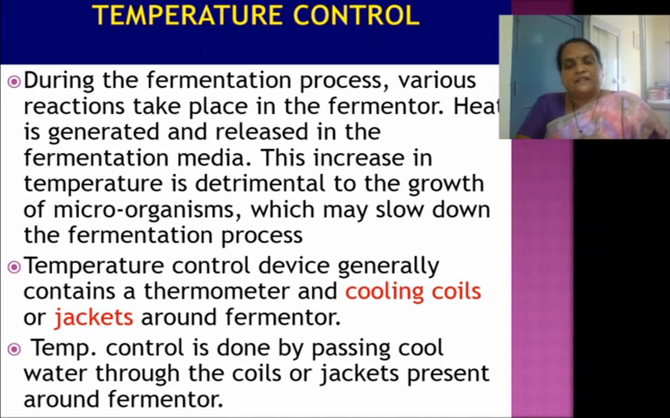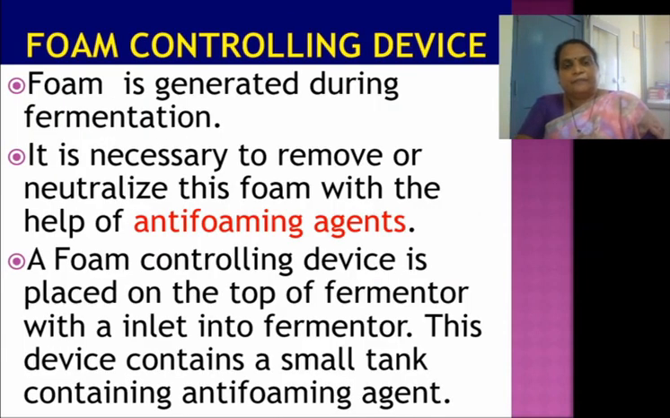Temperature control device generally contains a thermometer and cooling coils or jackets around the fermenters. The cooling coils are lined internal to the fermenters, while jackets are surrounding the fermenter. Temperature control is done by passing cool water through the coils or jackets present around the fermenter.